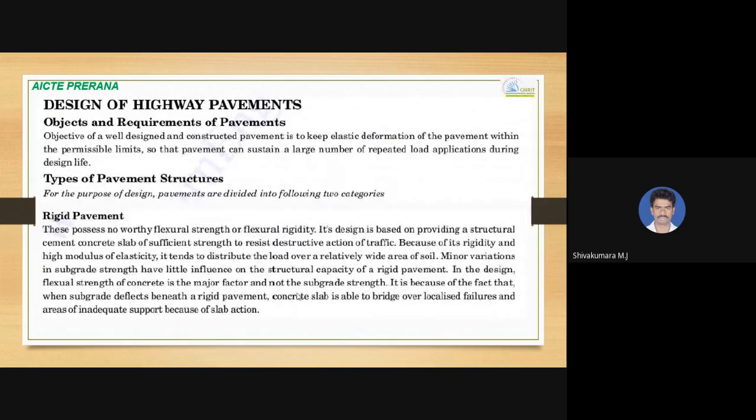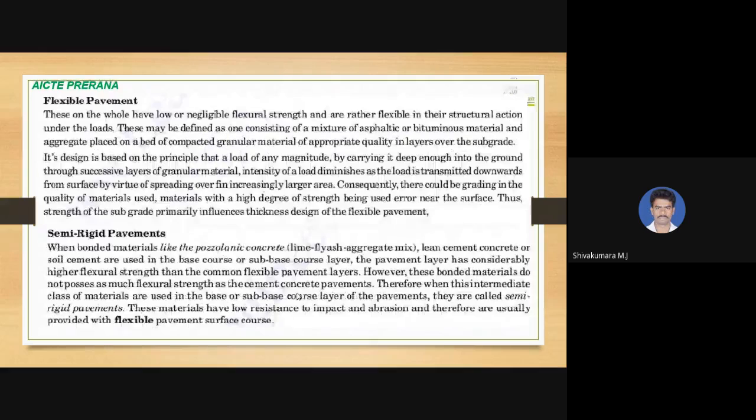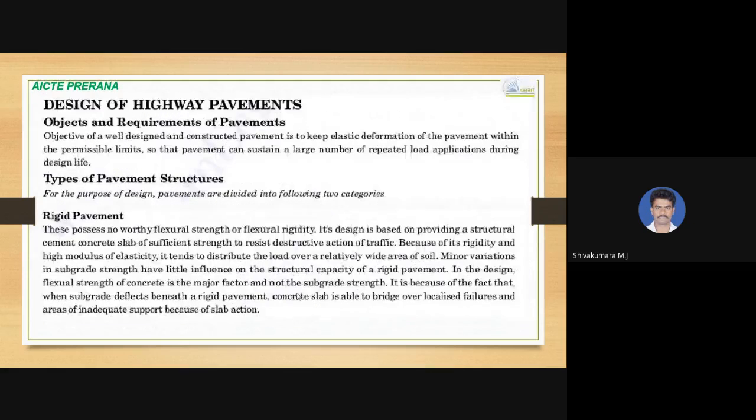Next, it is design of highway pavements. Some of the objectives and requirements of pavements: the objective of a well-designed and constructed pavement is to keep elastic deformation of the pavement within the permissible limit, so that the pavement can sustain a large number of repeated loads and their application during the design life. There are different types of pavements: rigid pavements, flexible pavement, and semi-rigid pavement.